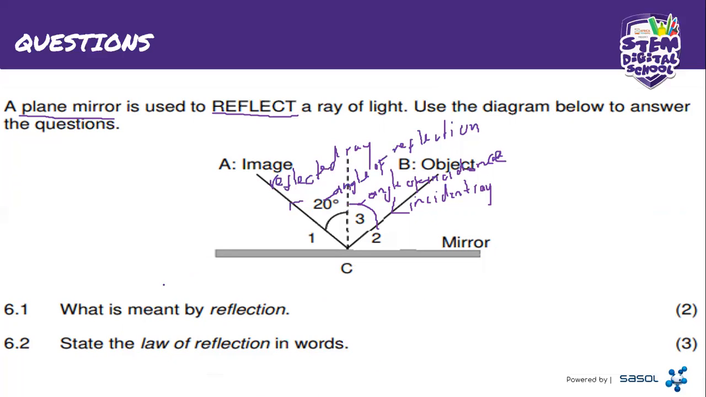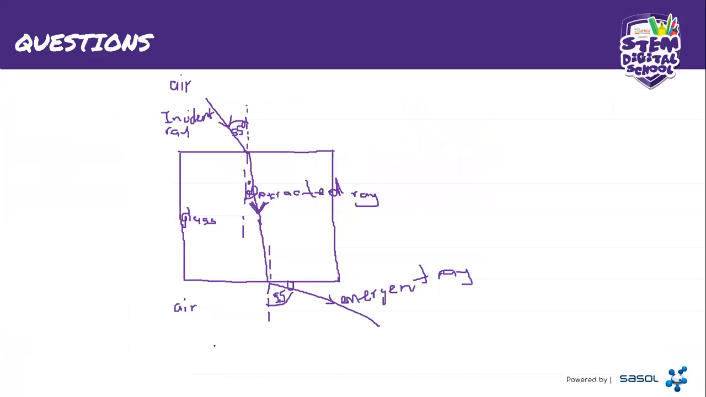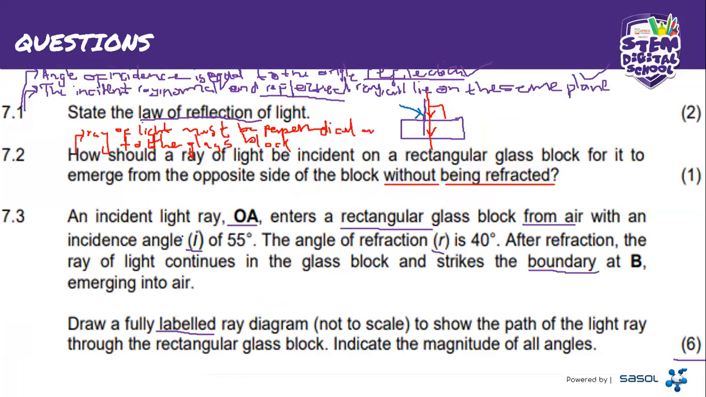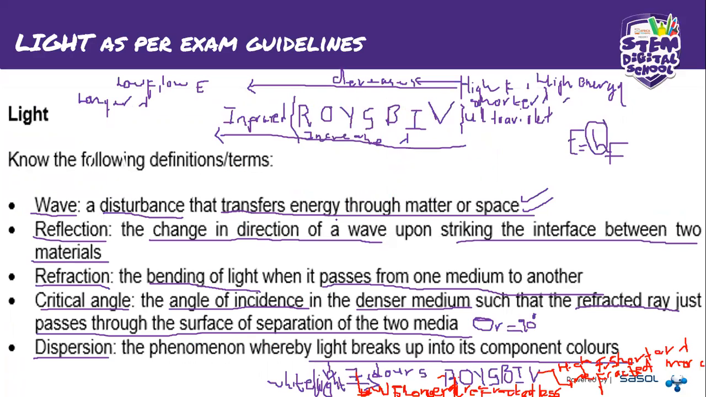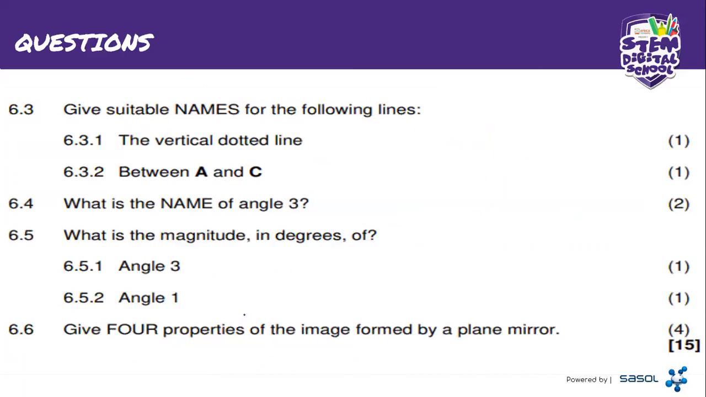Let us go to the first question. What is meant by reflection? Now, my dear learners, you have to know this. We know reflection is the change in direction of a wave upon striking the interface between two materials. So you go back, we just check there. It is the change in direction of a wave. And then it explains when, upon striking the interface between two materials altogether. And with that, you will get 2 marks.